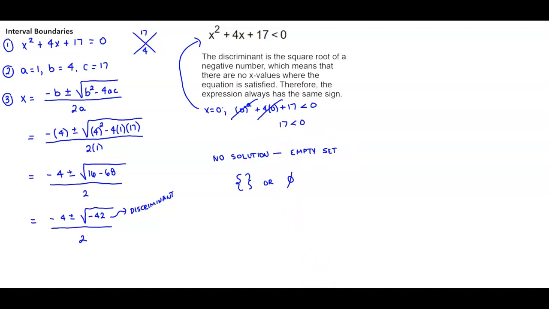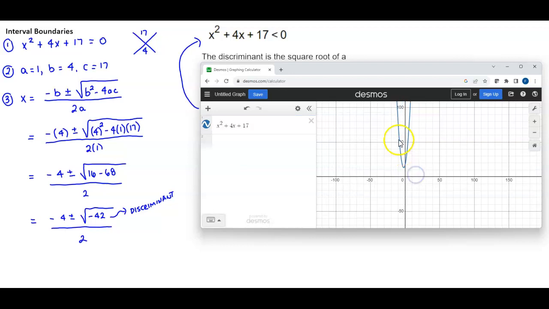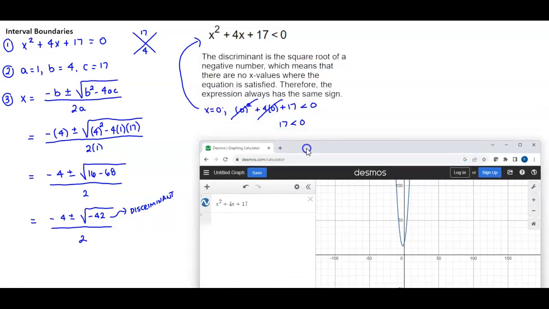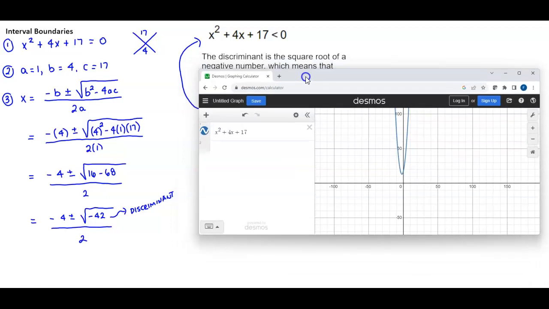Now let's see what happens when we graph this on Desmos. If we put in x squared plus 4x plus 17, what you notice here is that the graph is above the x-axis. There aren't any solutions there, which means that we don't have any x-intercepts. Whenever you have an inequality like this, there's going to be no solution. So therefore, we get no solution.